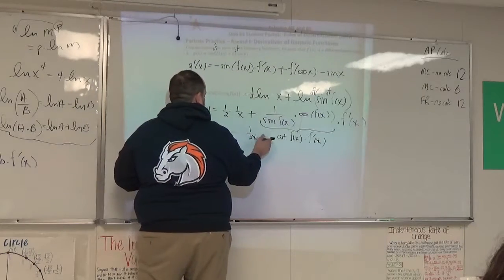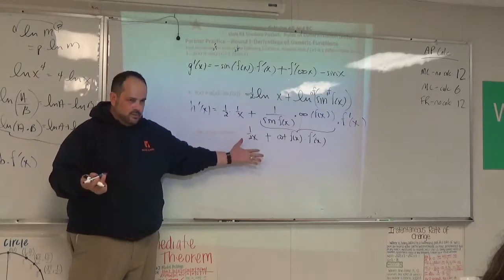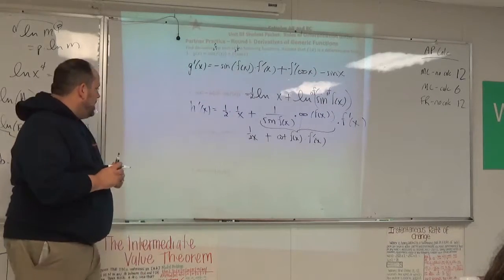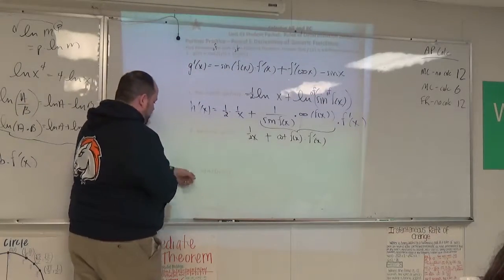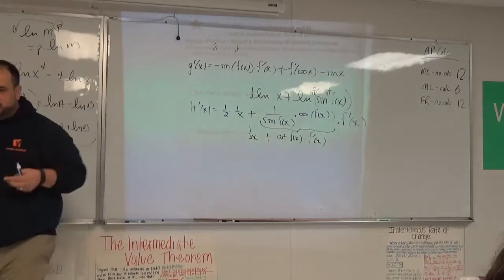So we'd have 1 over 2x plus this. This is a great answer. Don't sweat it. All right. How about number 4? F of square root of x. Take 1 minute. Show me what you can do.